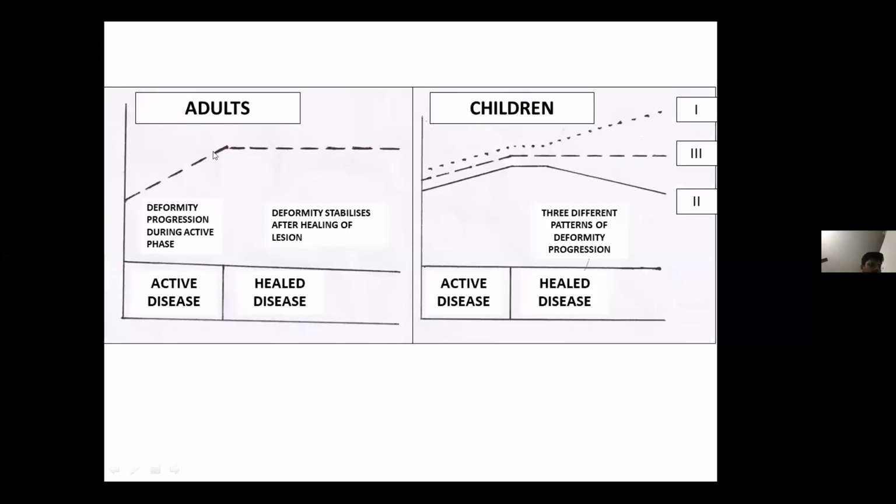In adults, most of the time it stabilizes after the healed disease, unless it has already reached the threshold point of 60 degrees. Whereas in children, it follows one of the 3 patterns.